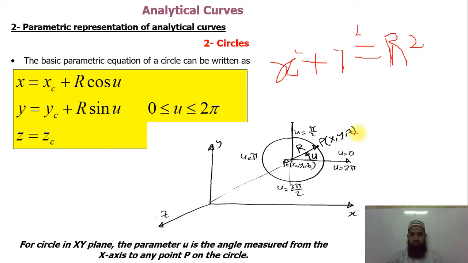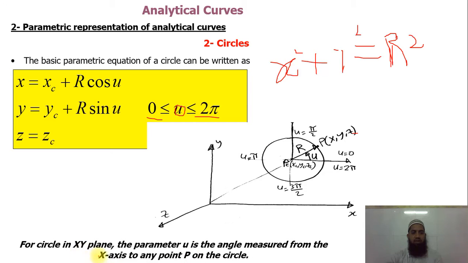Now remember, x equal to xc plus r cos u and y equal to yc plus r sin u, where the value of u in the case of a circle always lies between 0 and 2 pi because it is a circle. And z equal to zc. We have the formula for xc, yc, zc, but only in x and y do we have r cos u and r sin u.